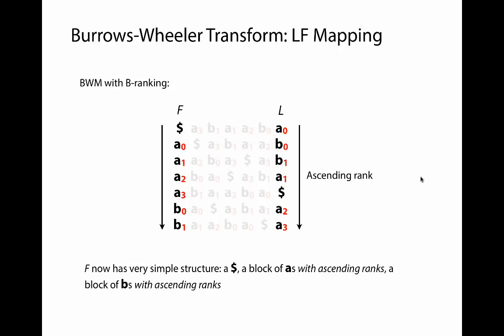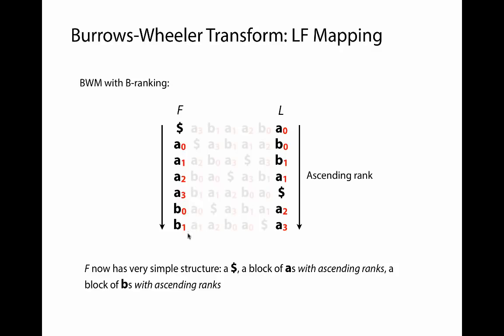So notice something about F now, the first column. It has this very simple structure. Again, because the whole matrix is sorted lexicographically, this first column is just chunks of characters. Lexicographically first, $ is always first, so that's always here. Then the next highest, here's our chunk of A's, then the next highest, here's our chunk of B's. If this were DNA, for example, the first column would be $, and then a chunk of A's, then a chunk of C's, then a chunk of G's, and then a chunk of T's.